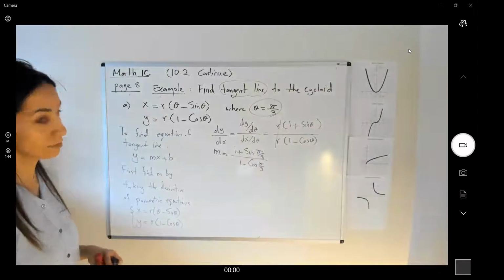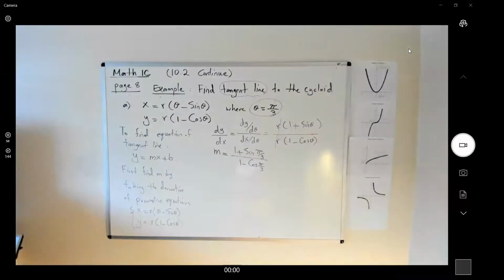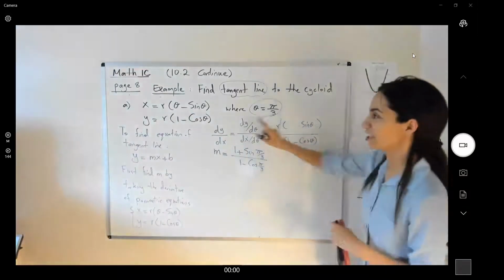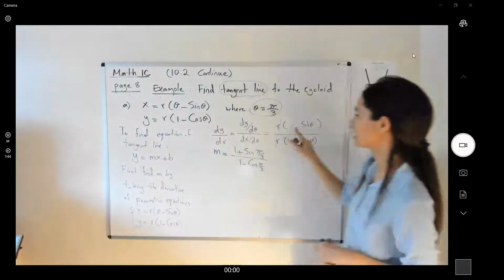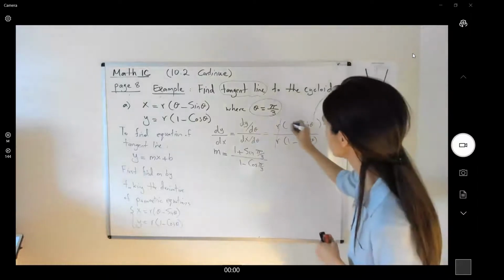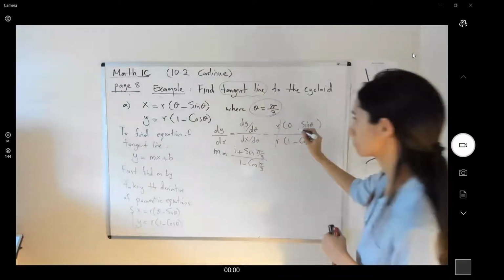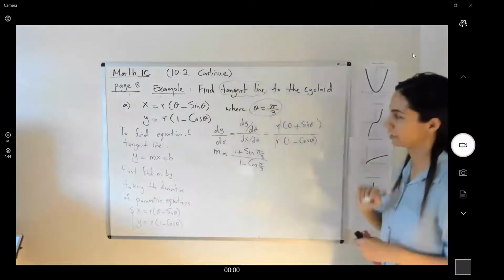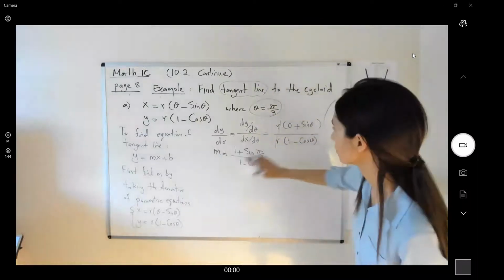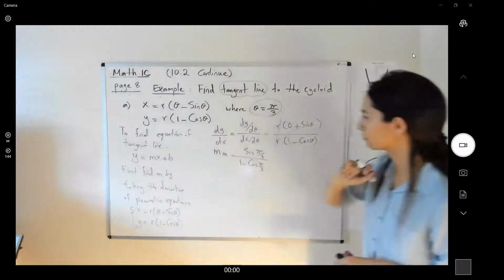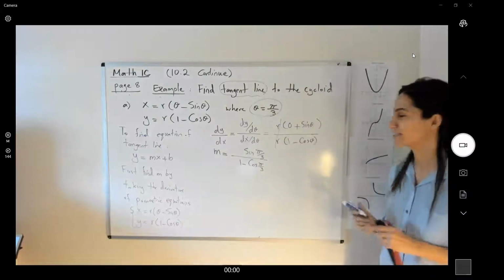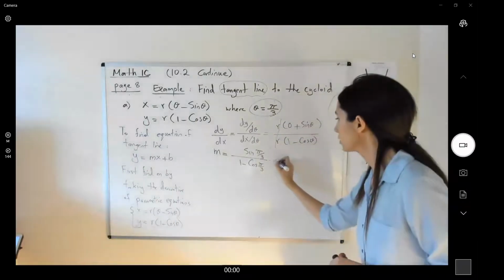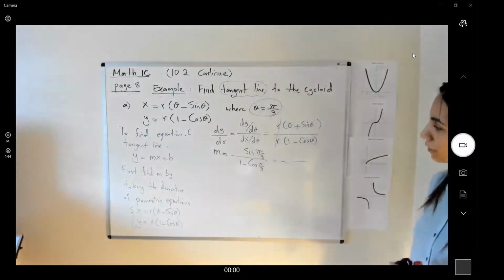Excuse me, sorry, Professor. Isn't the derivative of... Guys, the derivative of 1 is equal to 0. So this is 0 plus sine theta. Is that correct? So on the numerator, we only have sine of pi over 3. Thank you, guys. So here you have sine of pi over 3.